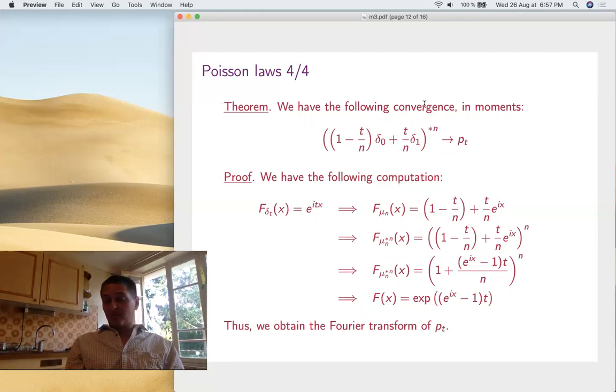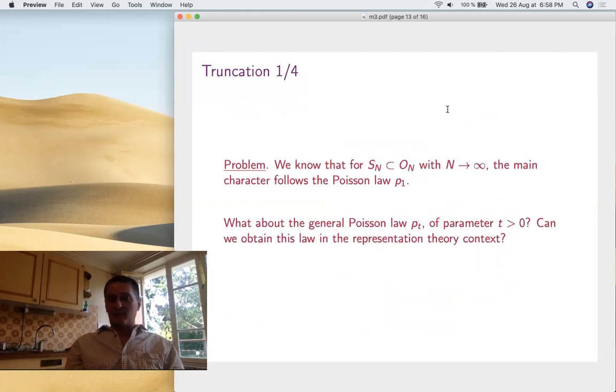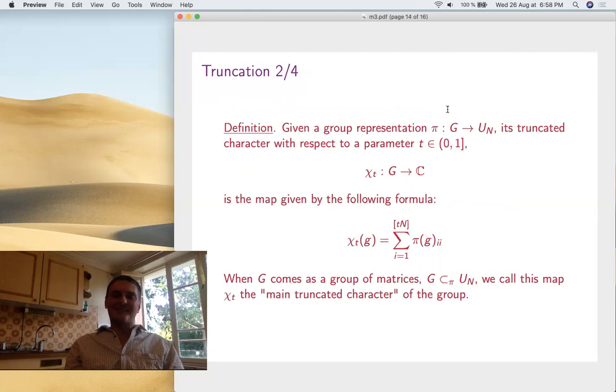So, as a conclusion to all this, these Poisson laws really come in a family with the parameter t, first because they form a convolution semigroup, and also because of the Poisson limit theorem. Now as a question, can I get this Poisson law of parameter t in the representation theory context of the groups? And the answer is yes. But we have to truncate.